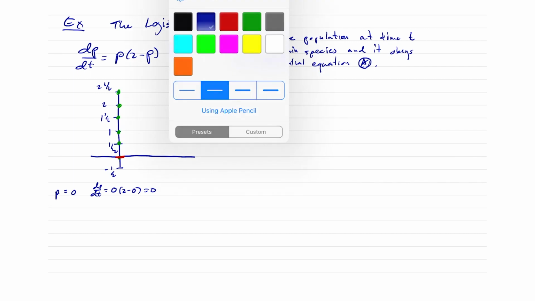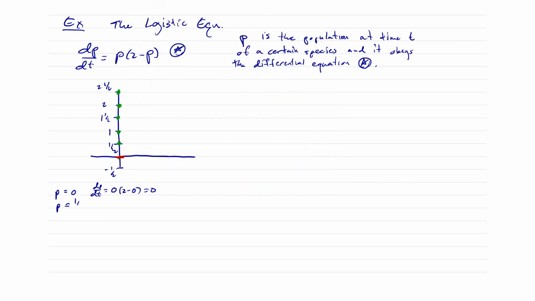Okay, now let's pick another value. Say p is equal to 1/2. Then dp dt is equal to 1/2 times (2 minus 1/2). What does that give me? It gives me 1/2 times 3/2, and that gives me 3/4. So it's not quite 1, but let's try to do it in red. And so it gives us this.